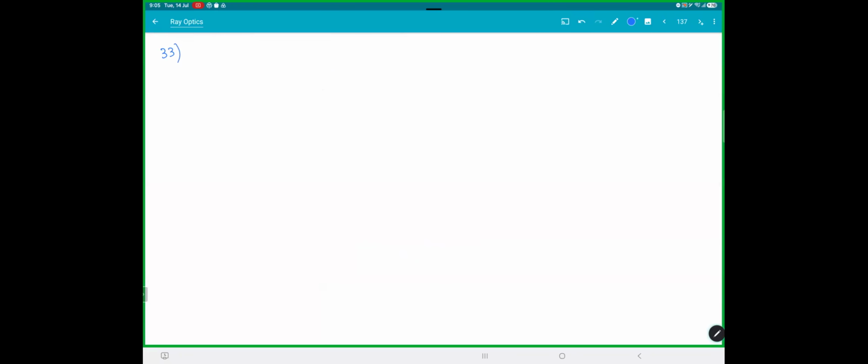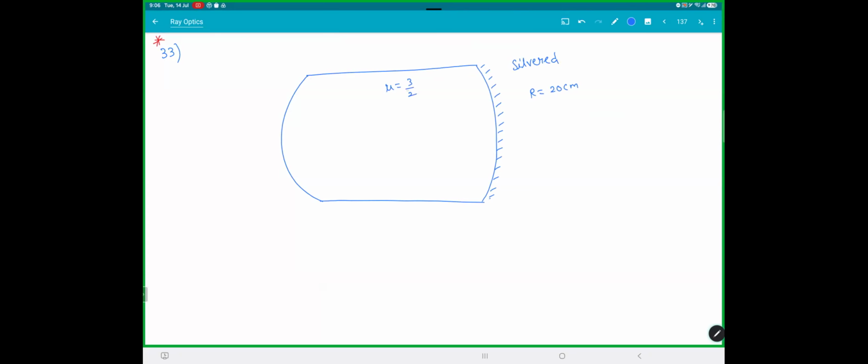This is an important model. You will see these kind of models a lot. You have already seen one. Let's say we have a curved surface. So we have something like this. And these are also called thick lenses. And this side is silvered. This radius is 20 centimeters. This mu is 3 by 2. Outside is 1. This radius is 10 centimeters.